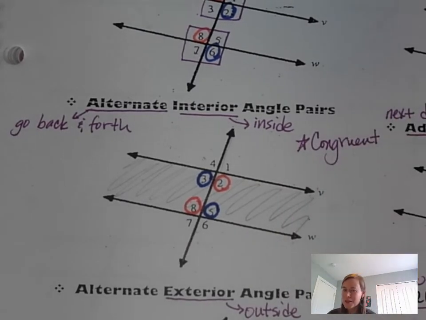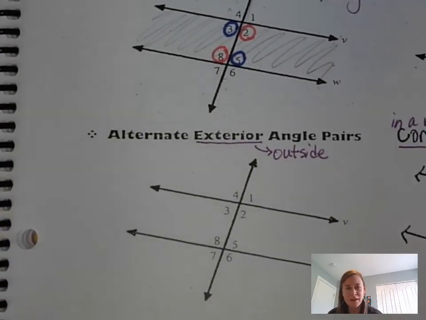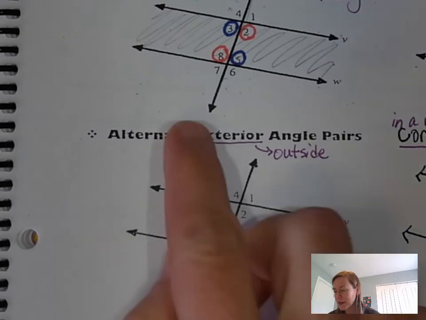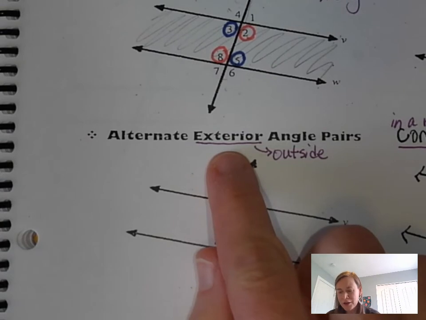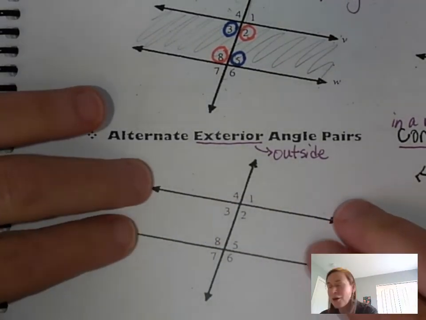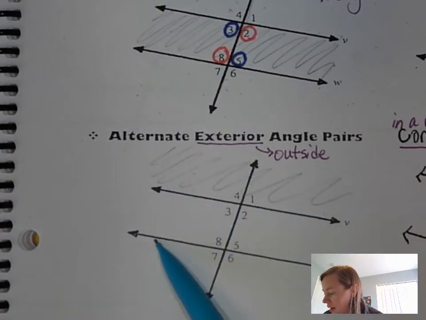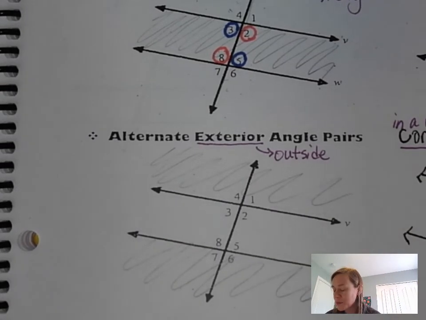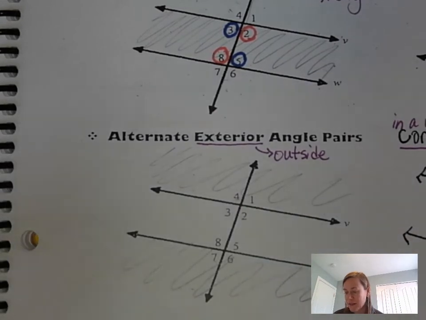Not all of these relationships are going to be congruent. We're going to get to some in a second that are supplementary, but a lot of them are congruent, which is really handy. Okay, let's talk about alternate exterior. Now we already know what alternate means. It's like go back and forth, right? Exterior is going to mean outside. And in this case, we're talking about outside of these parallel lines. So it's going to be this region and this region. So this is where we're going to be talking about angles 4, 1, 7, and 6.